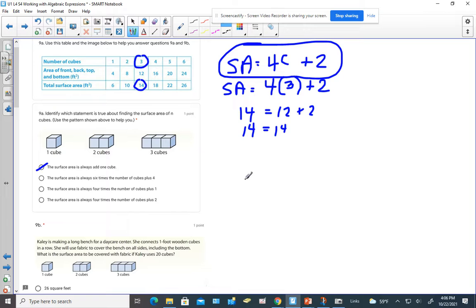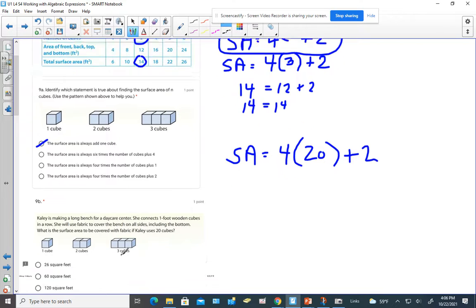So what we're going to do is we're going to substitute into our equation the number 20. And you'll finish that up, and you'll see it'll be one of these answers.